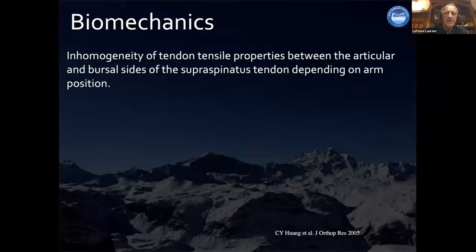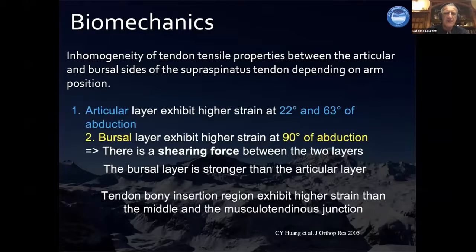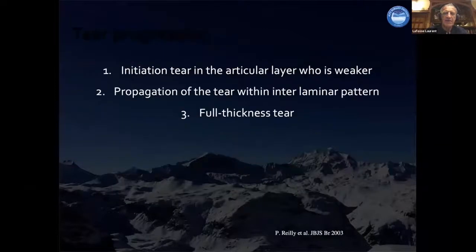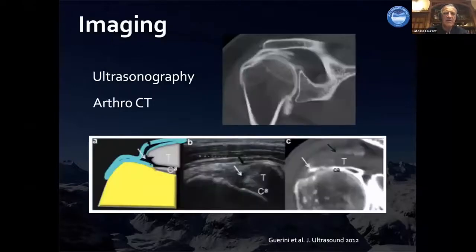It's important to know that there is a differentiation between the deep layer and the superficial layer. And here the superficial layer will be involved in more abduction after 60 degrees than the deep layer. And the tear progression is always from the deep to the superficial layer for a double layer tear.